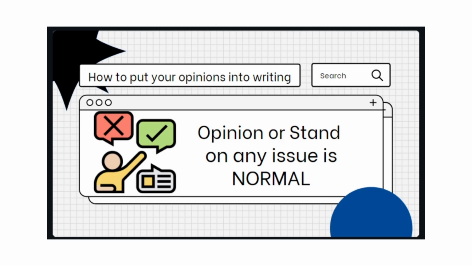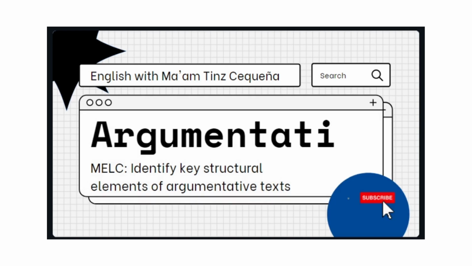This part of the module focuses on deeply understanding the concept of argumentation. For our topic today, we'll be discussing argumentation. Based on the most essential learning competency: identify key structural elements of argumentative texts.